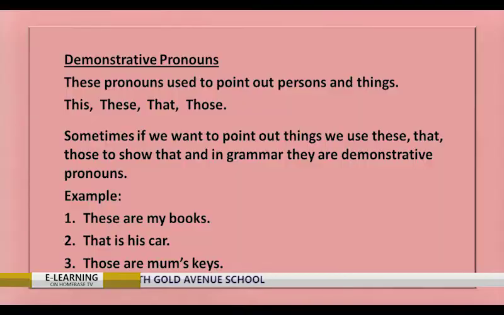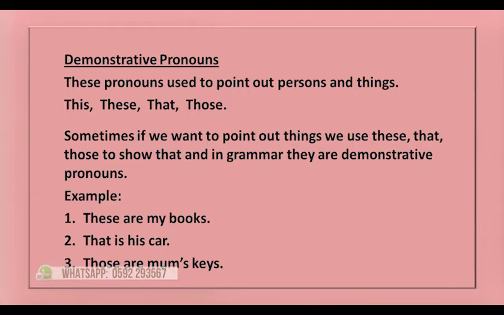Sometimes if we want to point out things, we use these, that, those to show that, and in grammar they are known as demonstrative pronouns. Good. Now let's look at some examples. These are my books. I am talking about some specific books. I am pointing to some books. So I'm saying, these are my books.